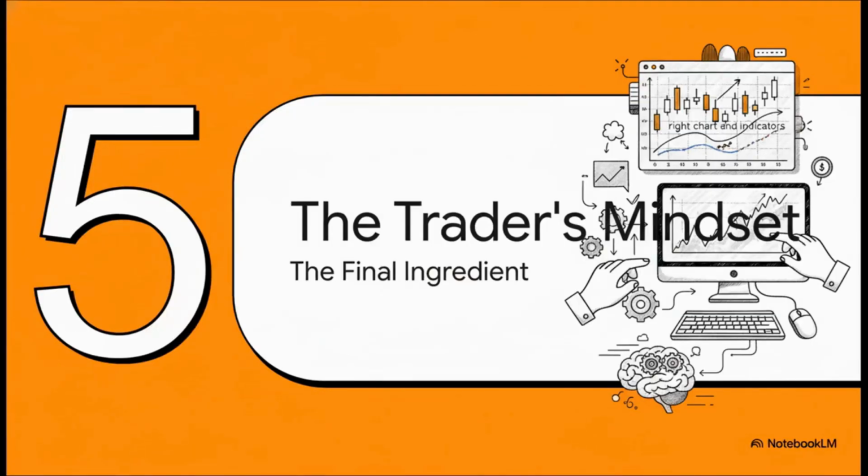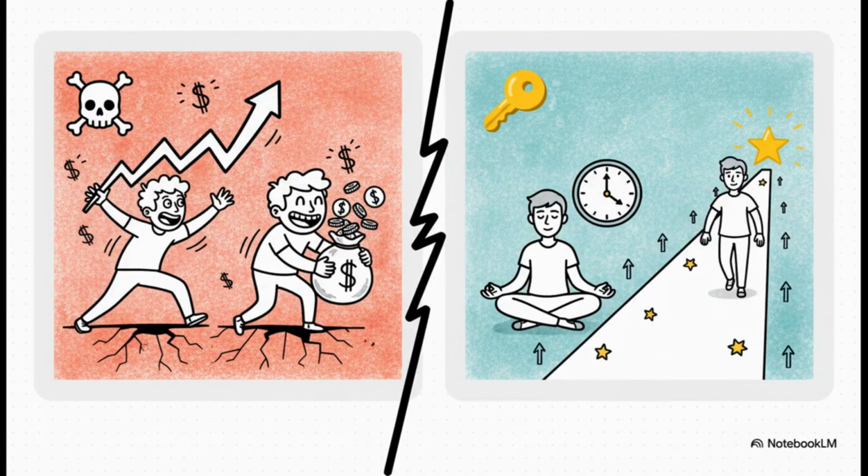Look, here's the crucial point. Having the right chart and the right indicators, that's only half the battle. This system is a tool, right? And any tool is only as good as the person who's using it. The author draws a really clear line in the sand here. On one side, you've got the account killers. FOMO, that fear of missing out, which makes you chase trades. And greed, which makes you hold on way too long. And on the other side, the keys to success. Patience, to wait for that perfect signal, and the discipline to actually follow your rules, no matter what.